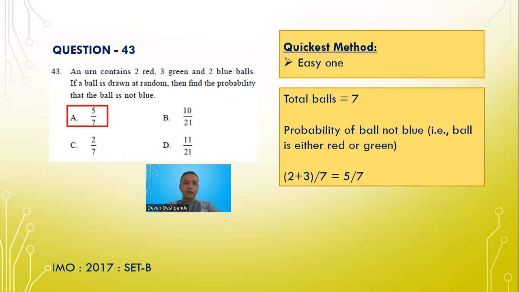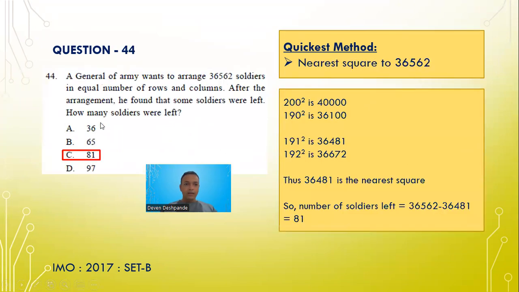An urn contains 2 red, 3 green, and 2 blue balls. If a ball is drawn at random, find the probability that the ball is not blue. How many total balls are there? 2 plus 3 plus 2, 7. And the probability that the ball is not blue. So what are the other colors? Either red or green. So it will be either 2 of these or 3. So 2 plus 3 is 5. So for any of these 5 balls, the probability is 5 upon 7.